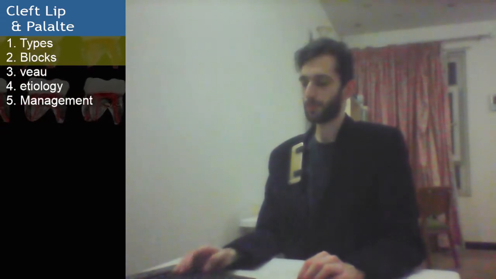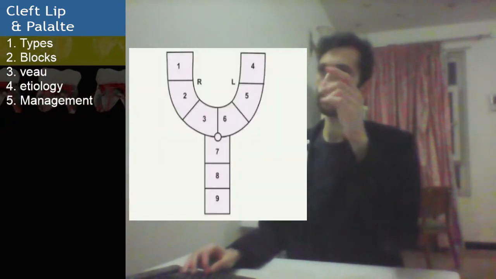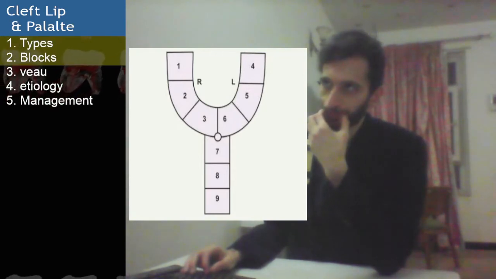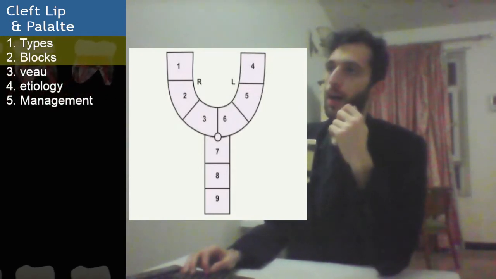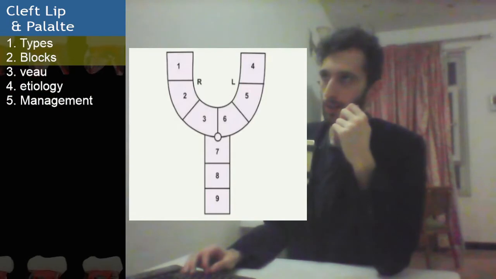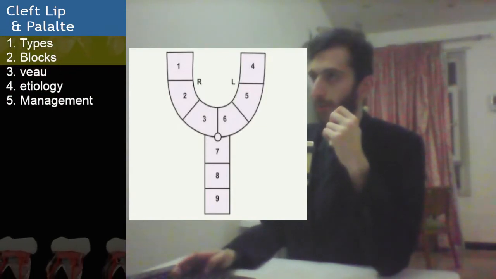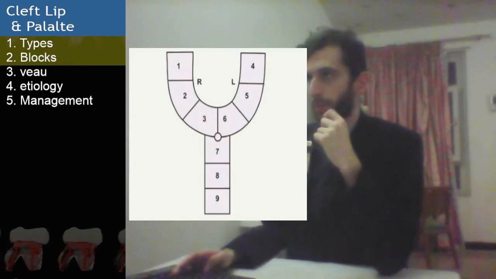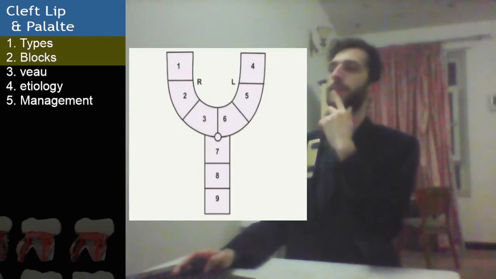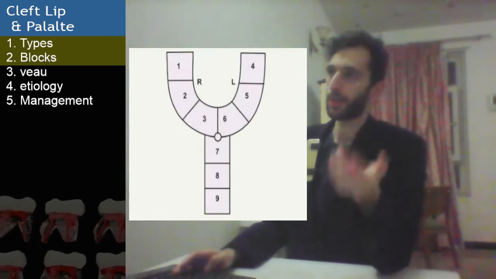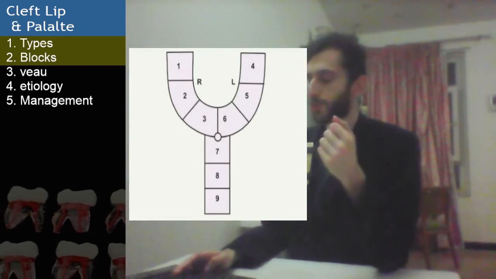And again, just to clarify, 1 is for lip, 2 and 5 alveolus, 3 and 6 hard palate anteriorly up to the incisive papilla, then 7 and 8 hard palate posterior, and 9 is the soft palate.